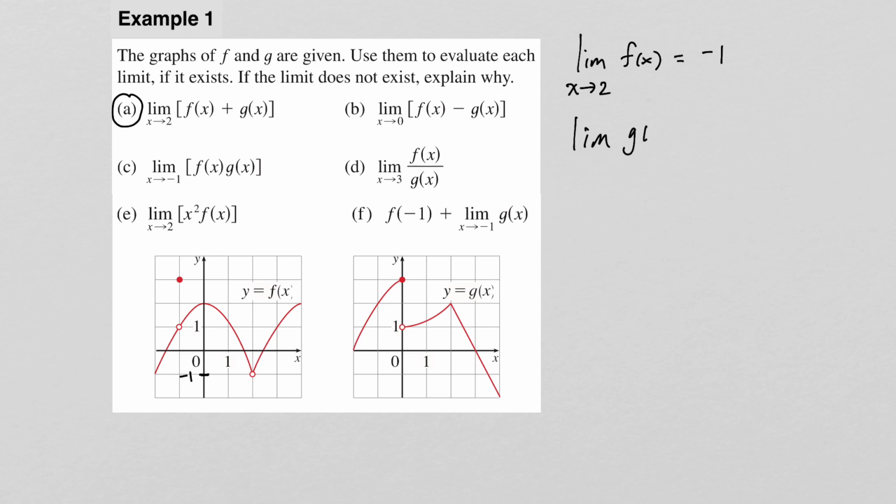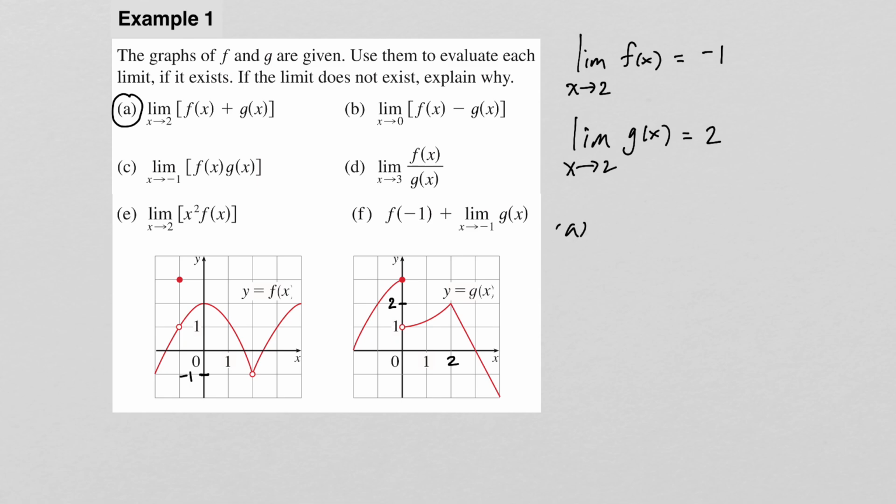The limit of g of x as x approaches 2 can also be found in the same manner. And so here is the graph of g of x, and here is x equals 2. And we can see as we approach 2, the values of the function are approaching this value, which is y equals 2. So the limit as x approaches 2 of g of x is 2.